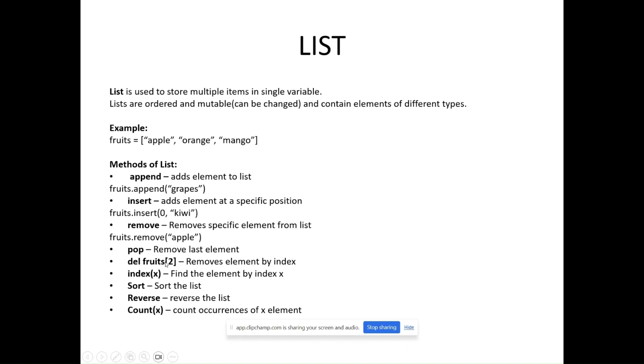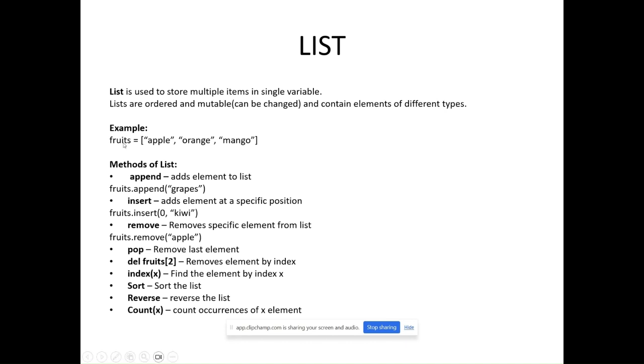Okay. If you know the index, but if you don't know the list item name, then you can go for the delete method, del fruit, and you have to provide the index. List name in square bracket, provide the index, and the delete method will remove the list item from that specific index. Okay. And index, yes. So if you want to know the index of a particular item, you know the item name.